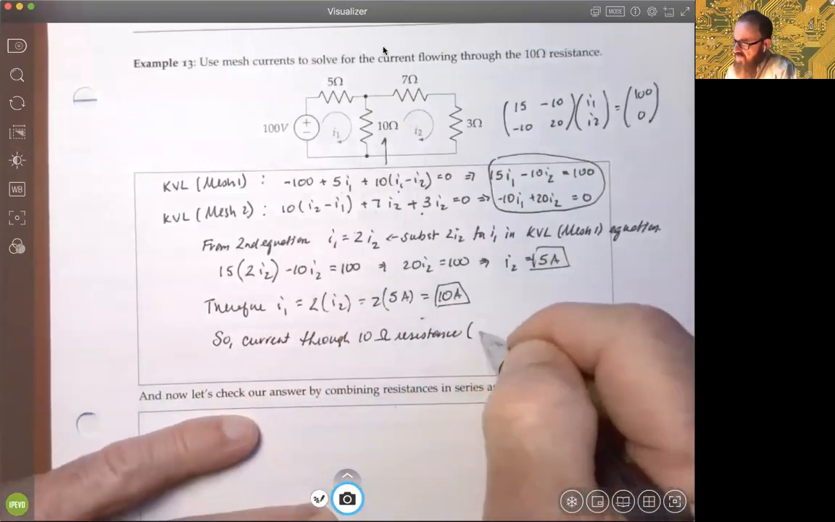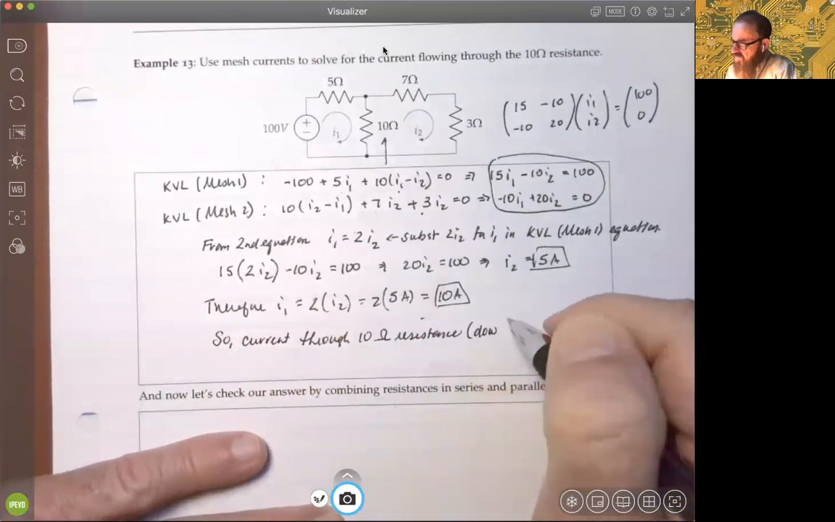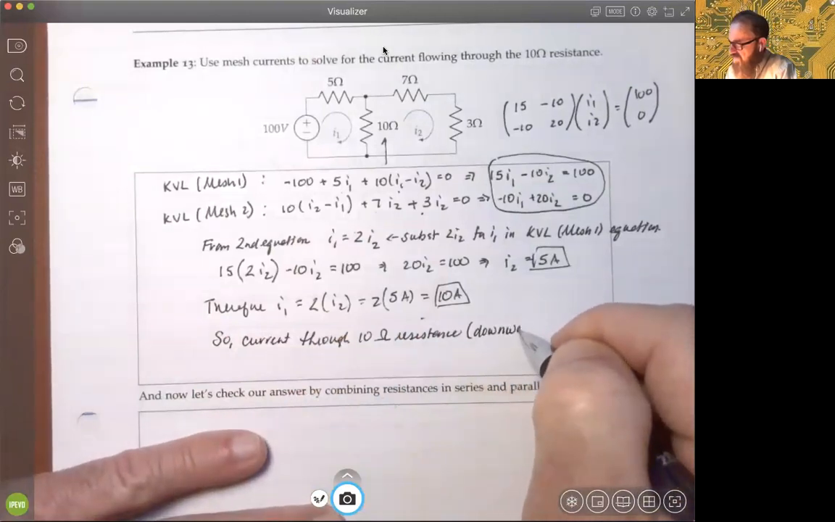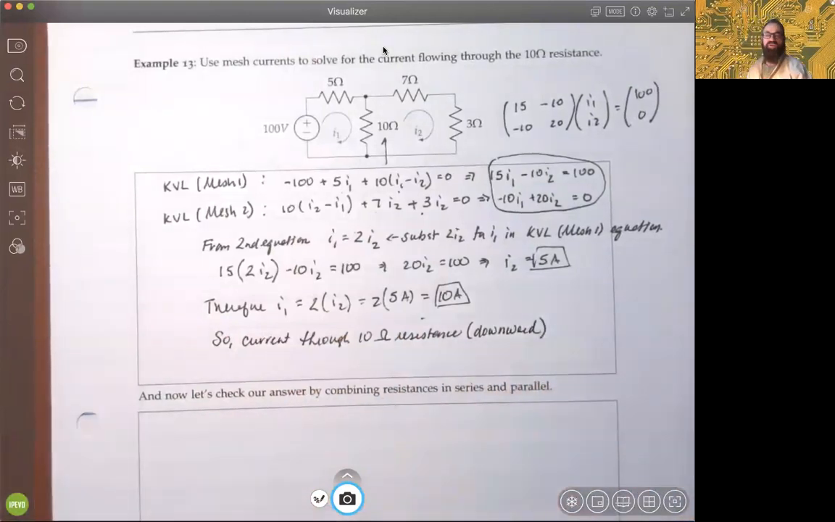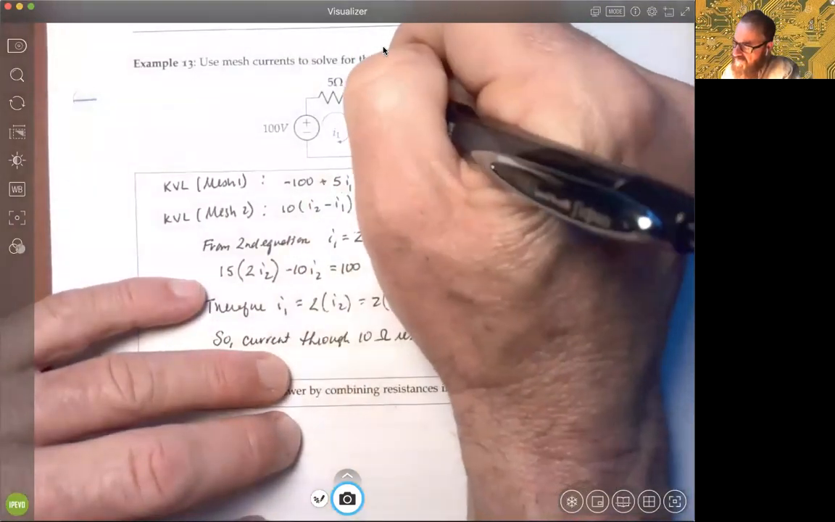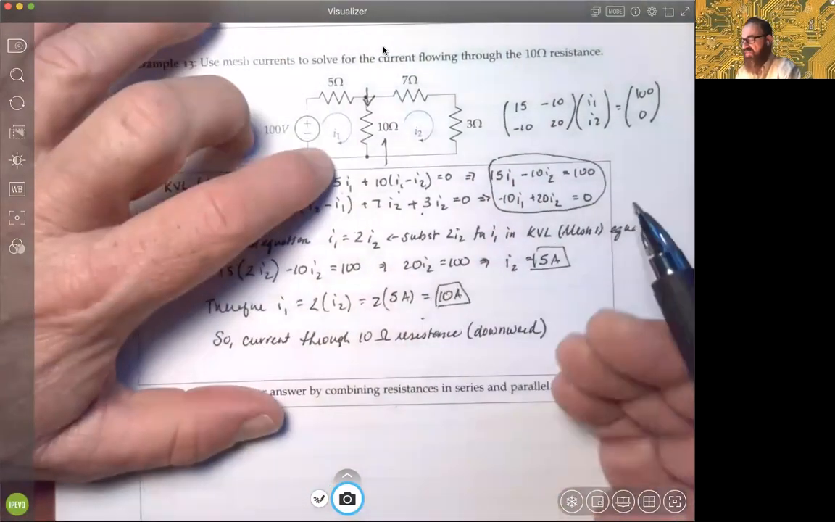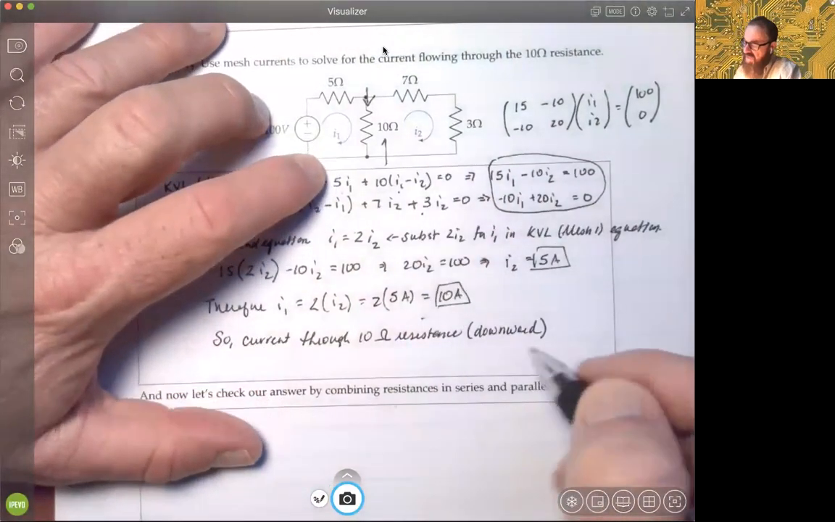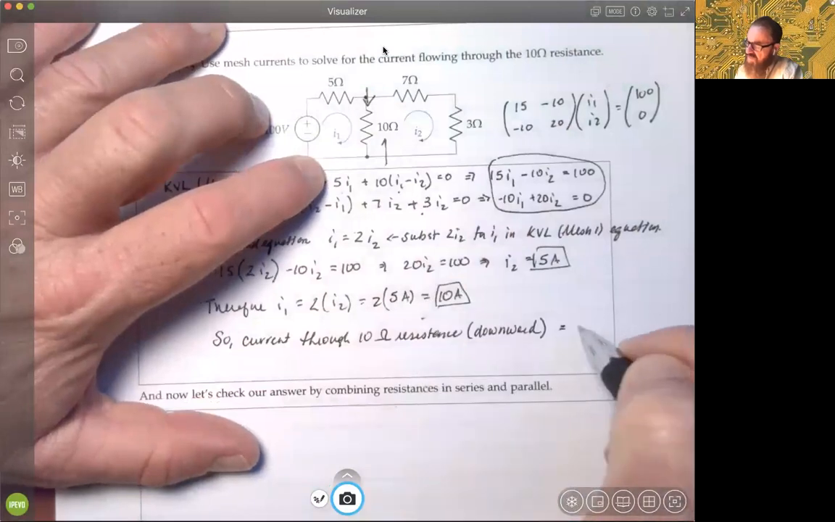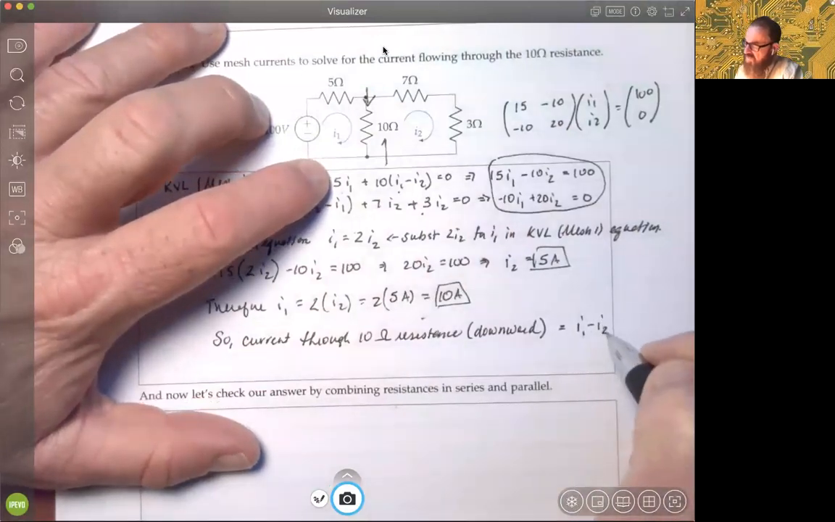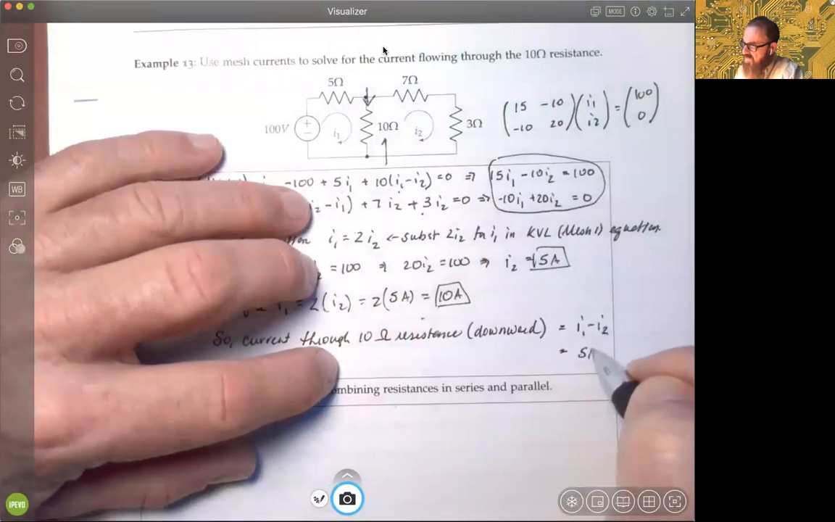And we will mention, let's take the reference direction downward. You do have a choice of how you want to define the reference. So we're going to say the current reference for it is this direction, okay? And you'll see the significance of doing that. So we specified it will be going down. Well, then if it's downward like that, that means this would then have to be I1 minus I2, which will be 5 amps, okay?